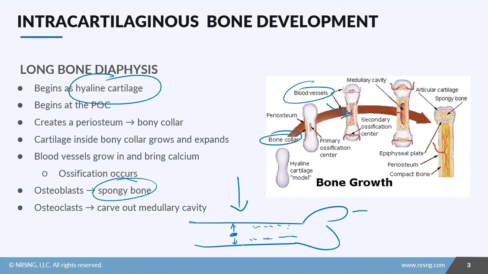but then you need your medullary cavity. You need your place where your bone marrow goes. So that's when your osteoclasts come in, and they're going to come in and carve out this middle part, and they carve out that medullary cavity.